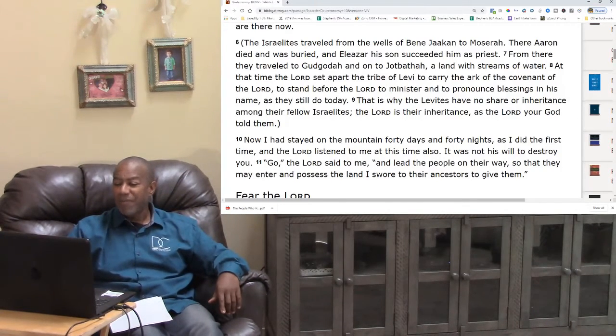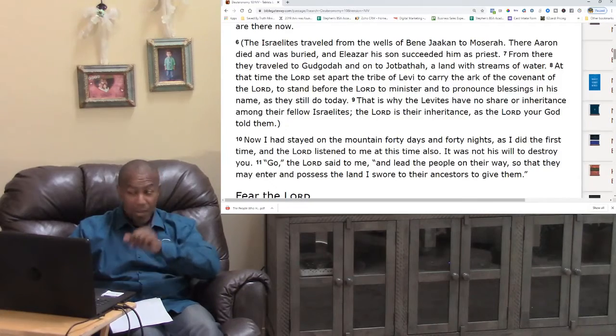Let's keep reading. That's why the Levites have no share in inheritance among the fellow Israelites. The Lord is their inheritance, as the Lord your God told them. Let's keep reading.